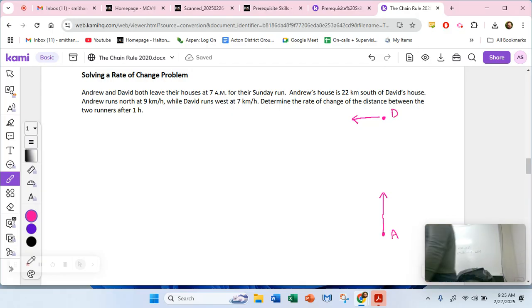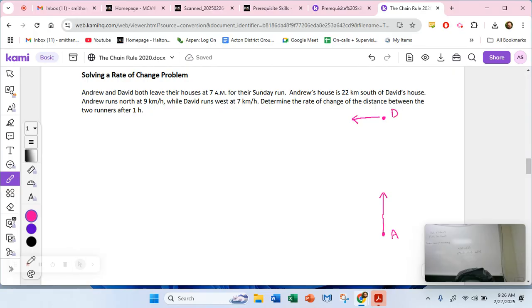So the idea here is, would you guys agree they start 22 kilometers apart? But as they start their run, they're no longer going to be 22 kilometers apart. The distance between them is going to be constantly changing. And we're asked to find how that distance is changing after an hour. Are they getting closer together? Are they getting farther apart after 1 hour?